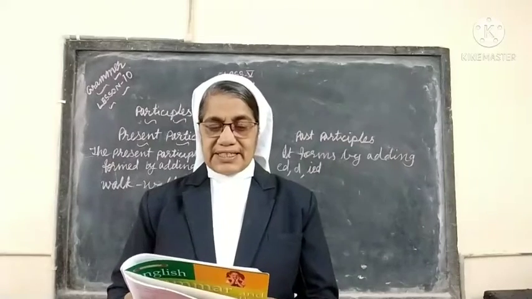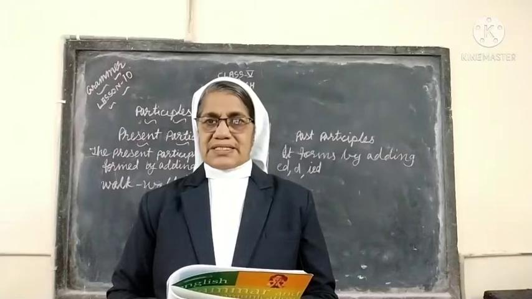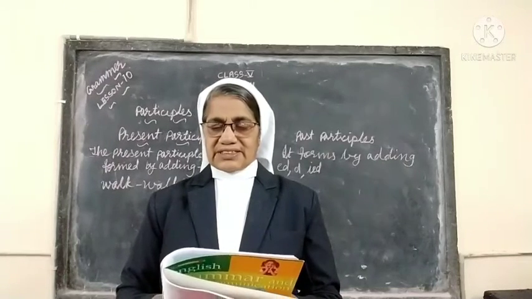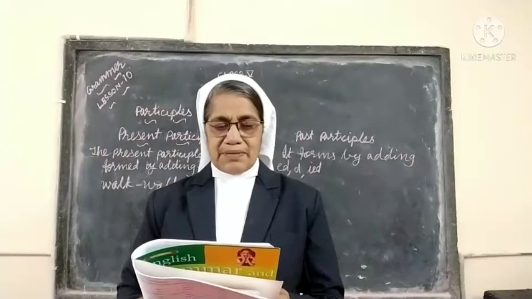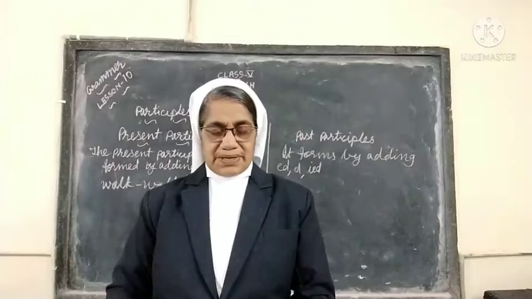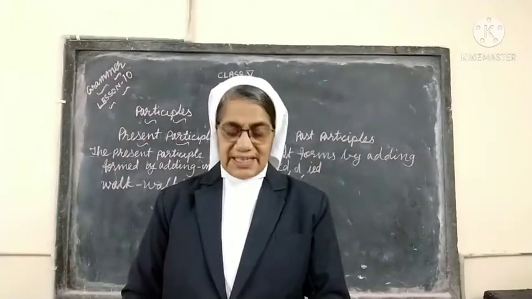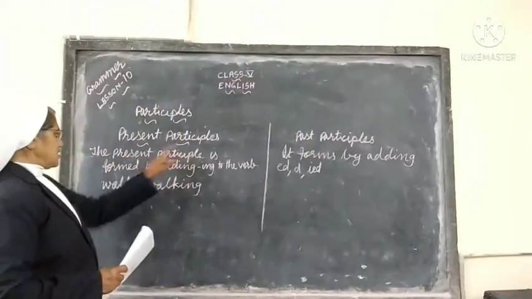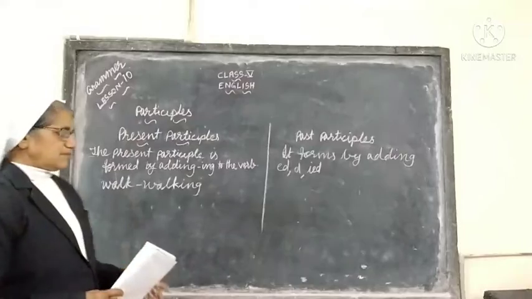Participles are words derived from verbs. The two kinds of participles are the present participle and the past participle. Present participle: the present participle is formed by adding ing to the verb.